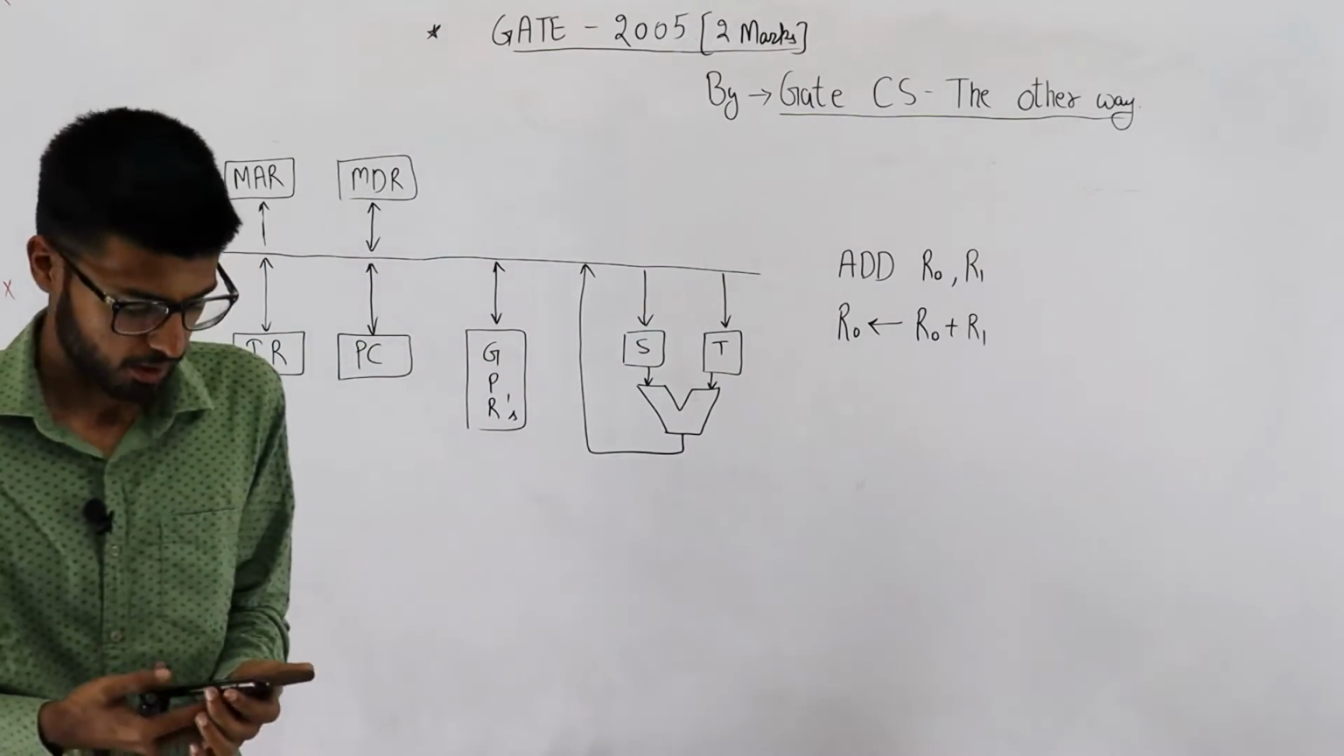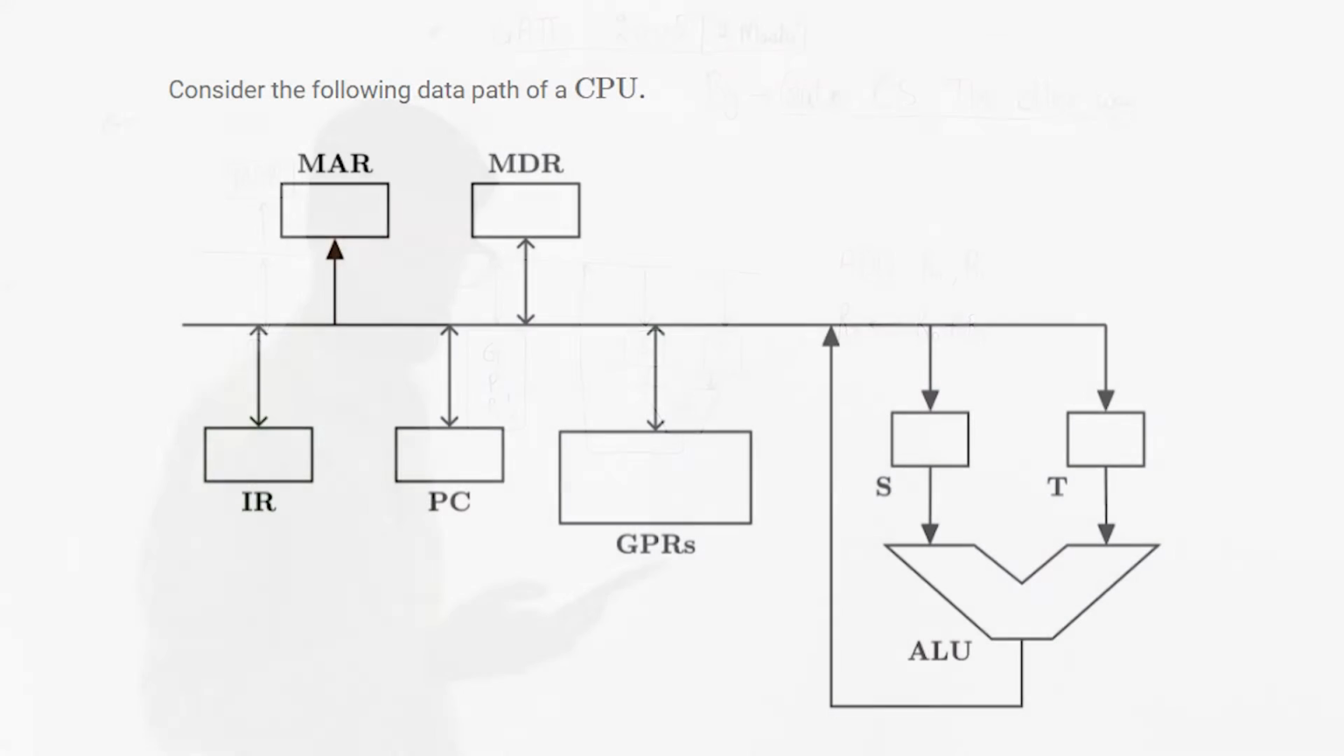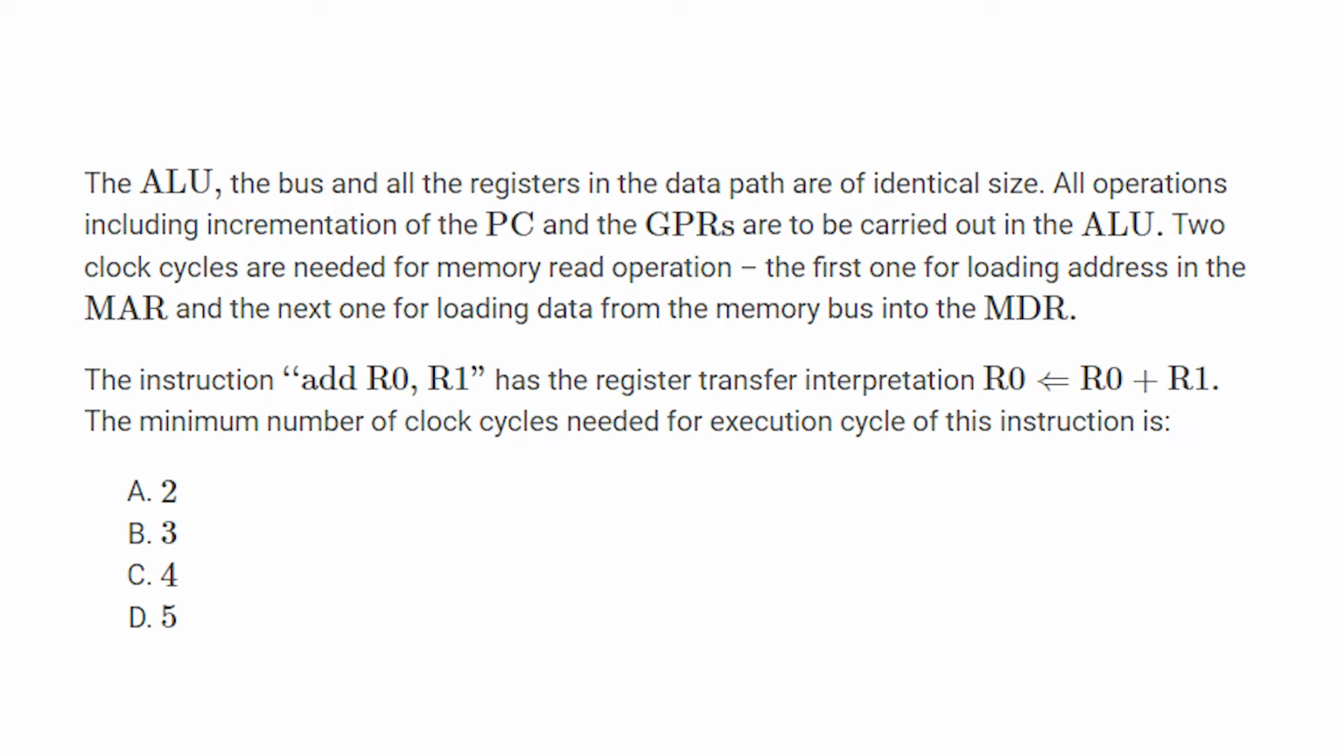Hello and welcome people. Let's have a look at this question from the 2005 GATE exam. It's for 2 marks. The statement says, consider the following data path of a CPU. The ALU, the bus and all the registers in the path are of identical size. All operations including incrementation of PC and the GPRs are to be carried out in ALU.